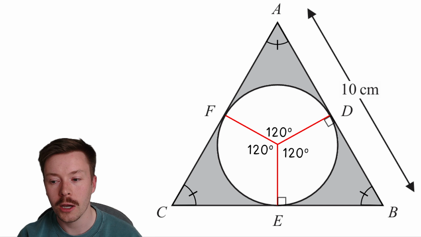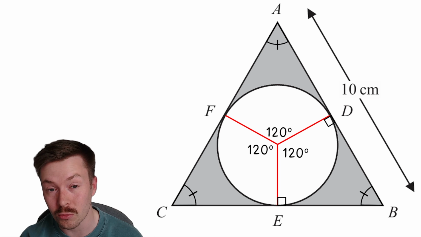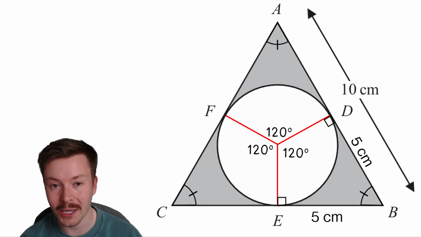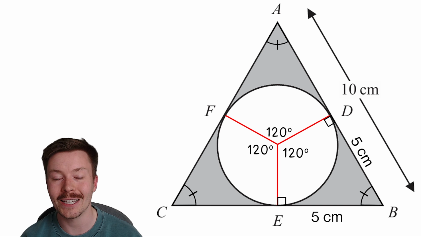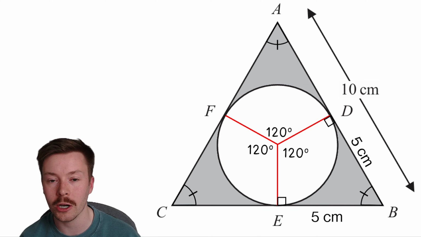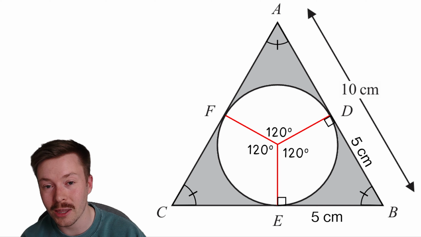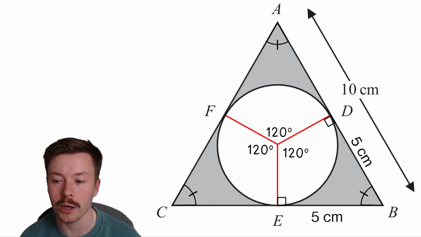Now from there, I also know that a radius meets a tangent at 90 degrees, so we've got these right angles here. I also know, because again of the symmetry, if the full side length from A to B is 10, we've got the same angles, we've got the same radii, we've got the same right angles, we must have the same side lengths. It must split the side length in half from 10 to 5. So A to D would be 5 and D to B would be 5.